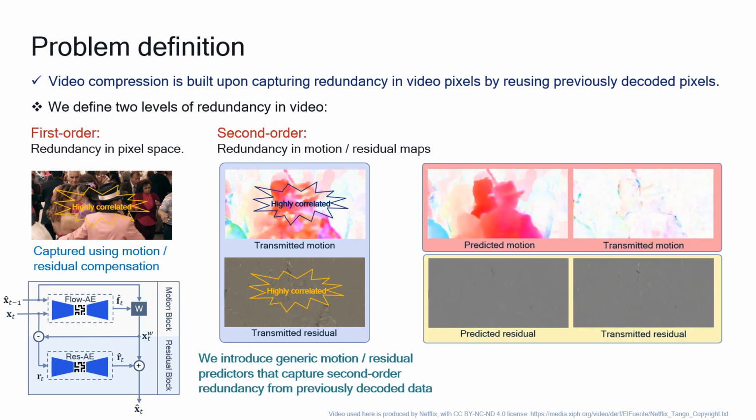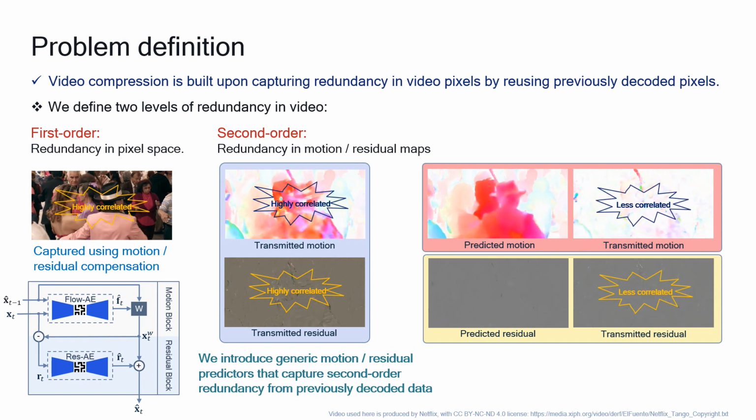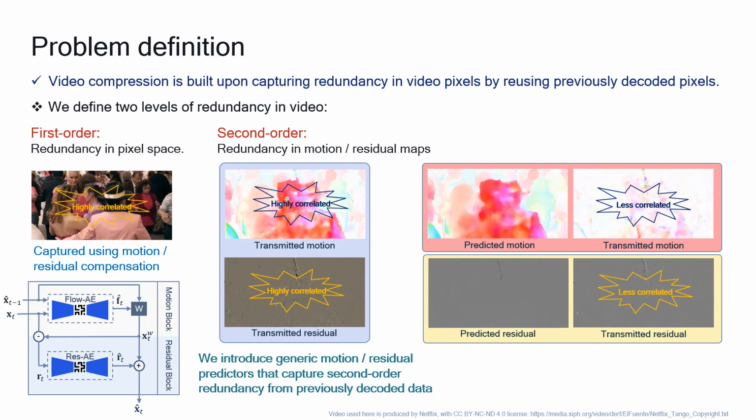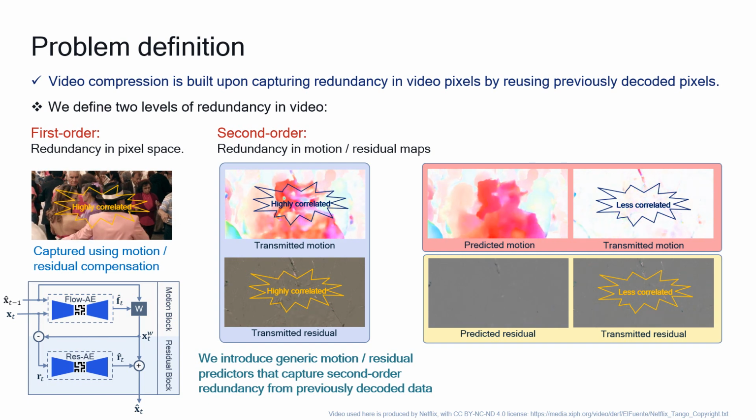The predicted motion and residual maps and the corresponding transmitted motion and residual maps are shown here. As can be seen, the transmitted maps are much less correlated across time steps, which means we will need fewer bits to transmit them. It is worth noting that the prediction does not consume any bitrate.